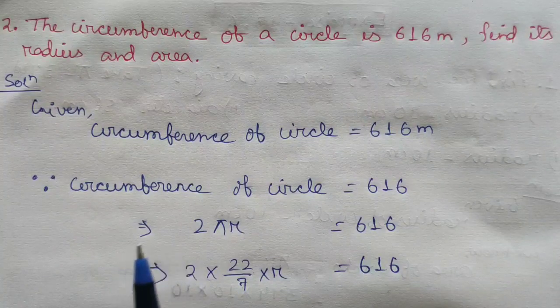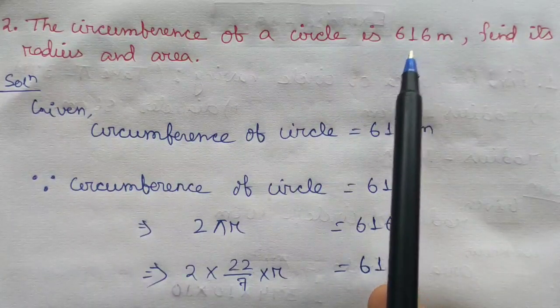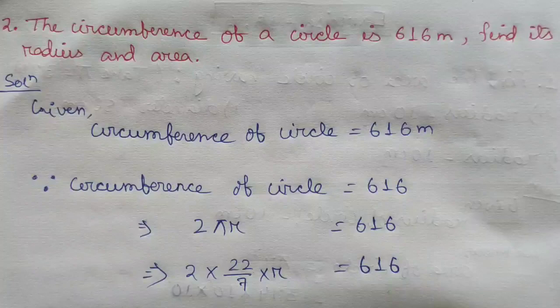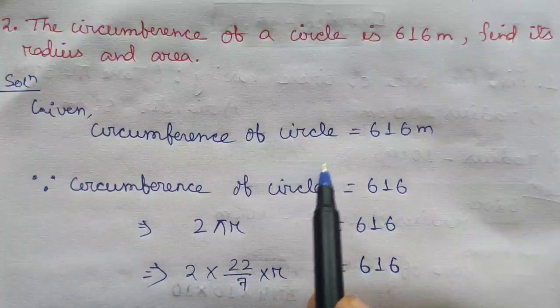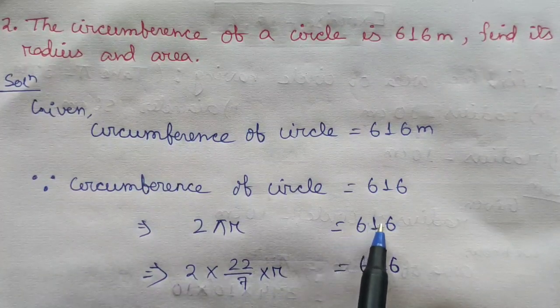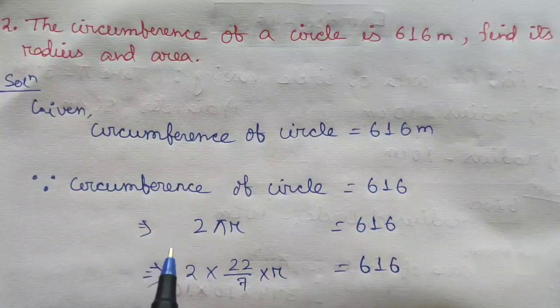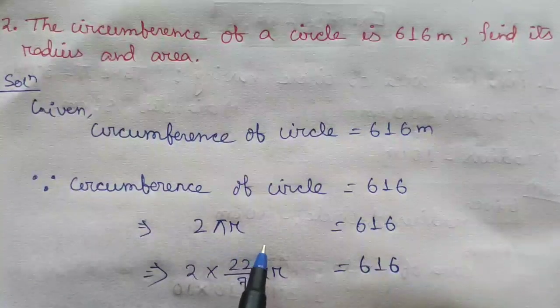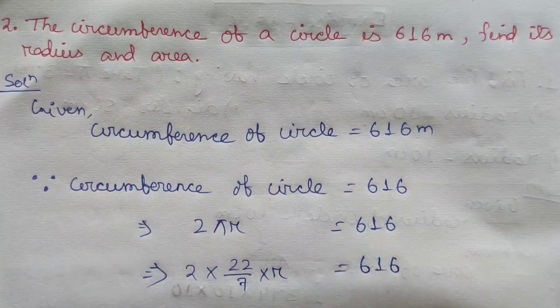Here look, in the question it is given that the circumference of the circle is 616 meter. Now we know the circumference formula is 2 pi r, right? So from there we can easily find the radius, and if we find the radius, then we can find the area also. So let's start. We will write: given, circumference of circle equals 616 meter. Since the formula for circumference is 2 pi r, that is 2 pi r equals 616, right?